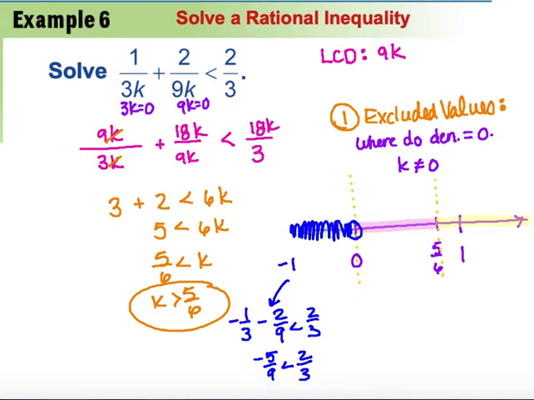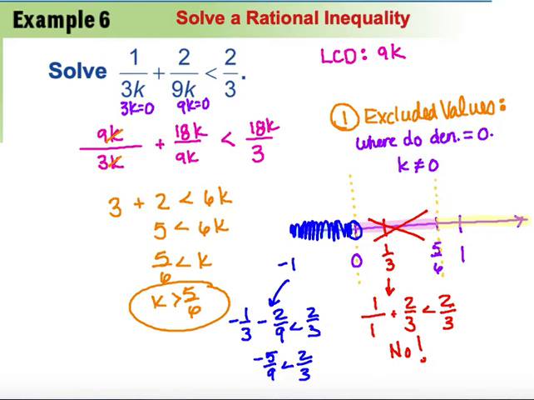All right, now I need to pick a piece in between. So I'm going to pick 1/3 here, and throw 1/3 into this inequality. So 1 divided by 3 times 1/3 is just 1, plus 2 divided by 9 times 1/3. 9 times 1/3 is 3, so that's going to be 2/3. And I'm testing to see if that's less than 2/3, and I can already see that it's not. So nothing in between is part of the solution.